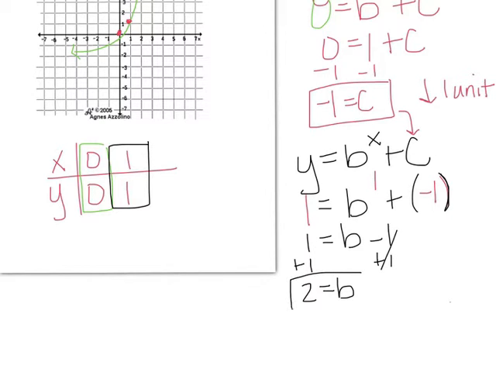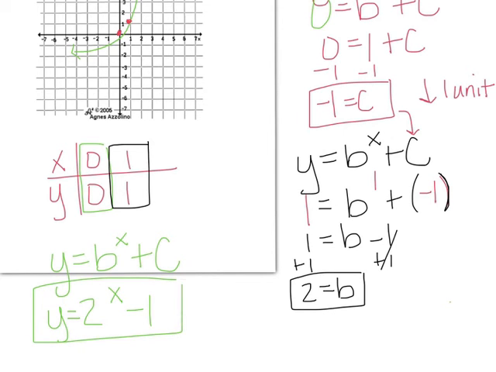So b equals 2. We can take this information of b and c and plug it in and find the rule that explains this particular curve. So we have y equals b to the x plus c. Remember, the x and y values need to stay variables, but we'll plug in our b value of 2 and our c value of -1. Here is the function rule that describes the curve that we were initially given.